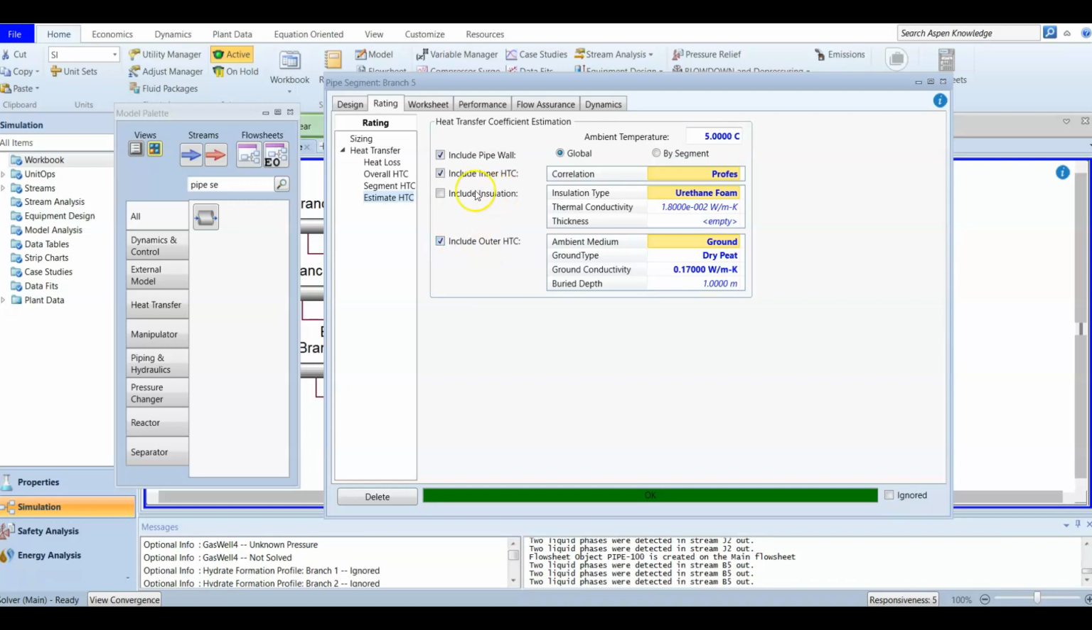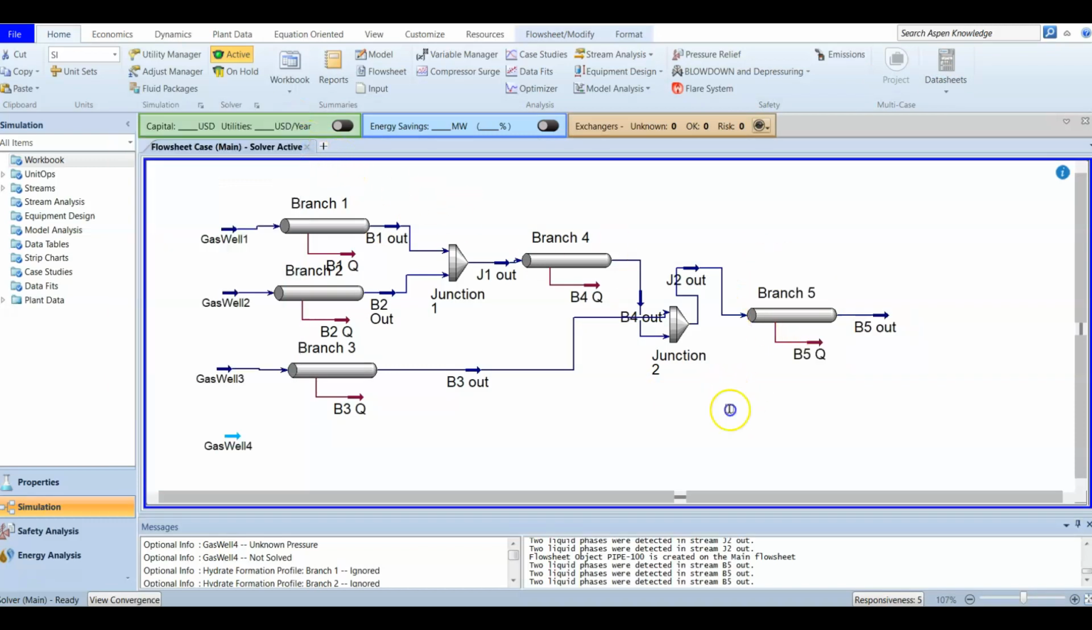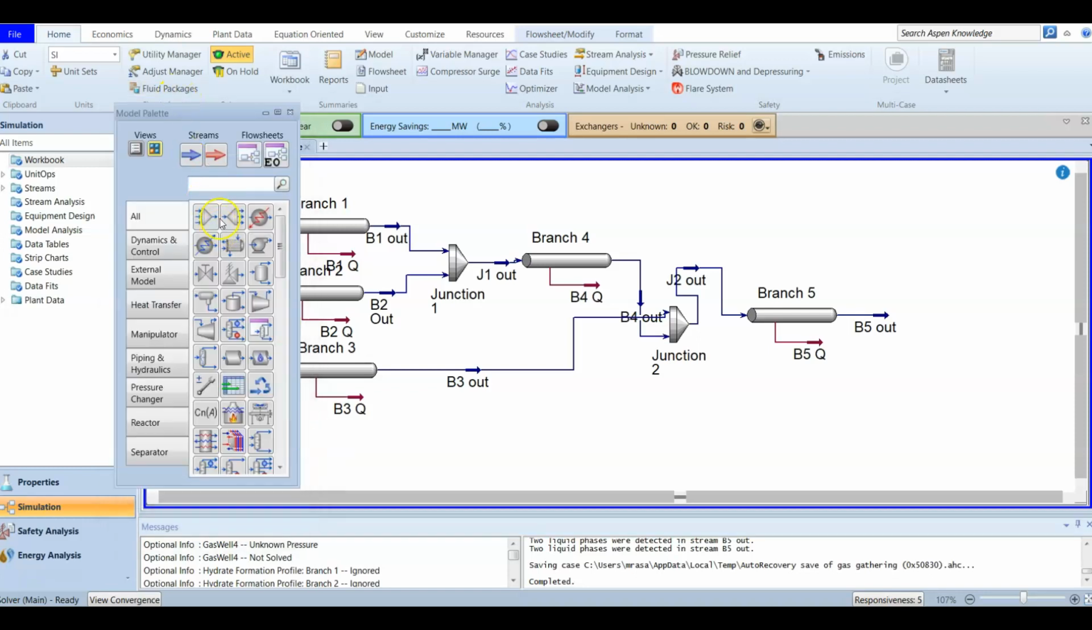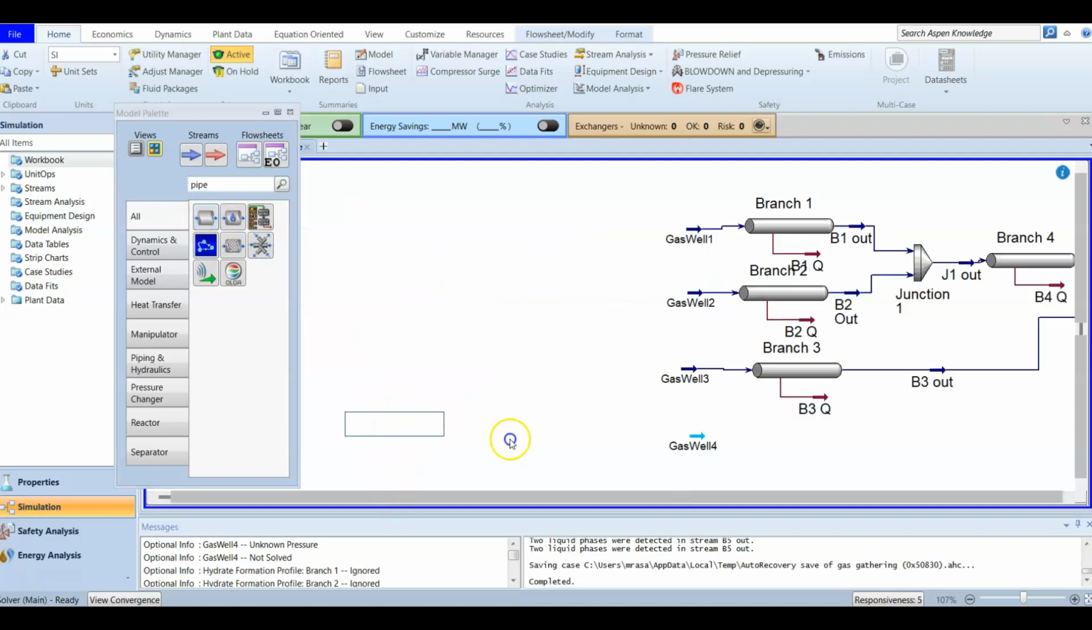Okay, we haven't included any insulation because we still don't have any information about it, and actually our branch number 5 is solved. Now we have to add our next gas well. This is our gas well number 4, and this time we are going to insert a branch, or a segment, for it. So F4 again, and we are going to add a pipe segment for our 4th gas well.